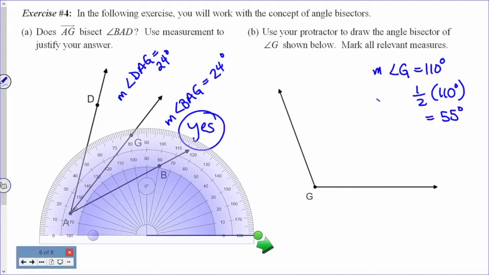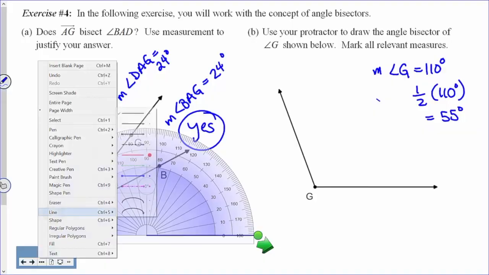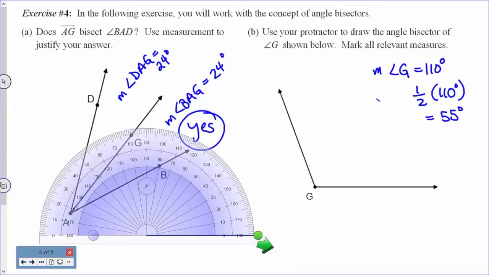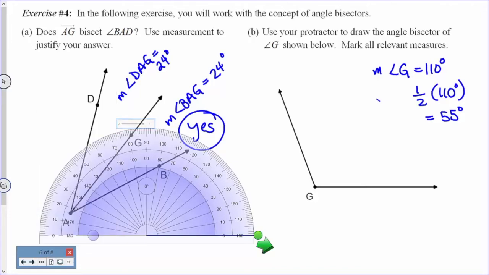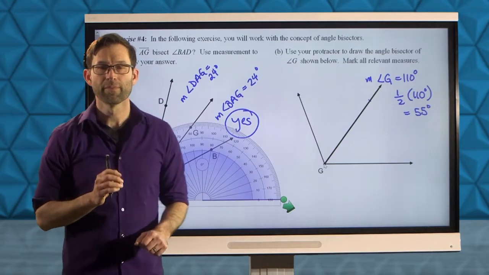And now I think I'll grab my line tool. Oh, maybe I'll even grab one that'll make it look like a ray. Sorry about that. Give me a sec. There it is. I had it. And there's my angle bisector, right?